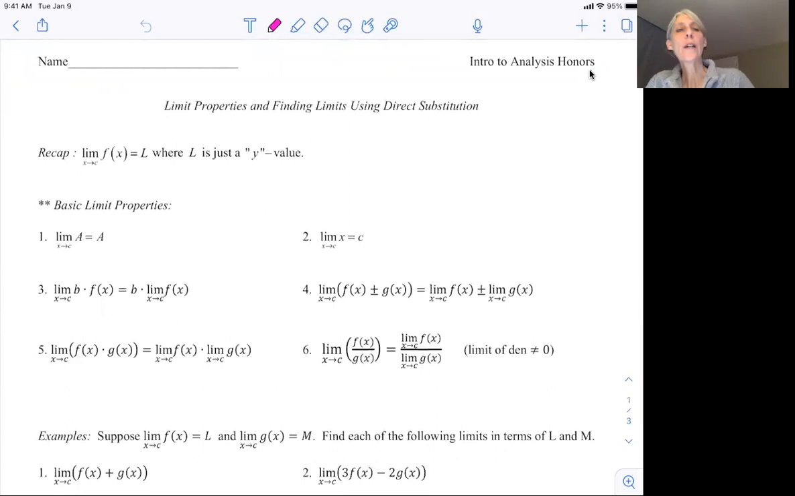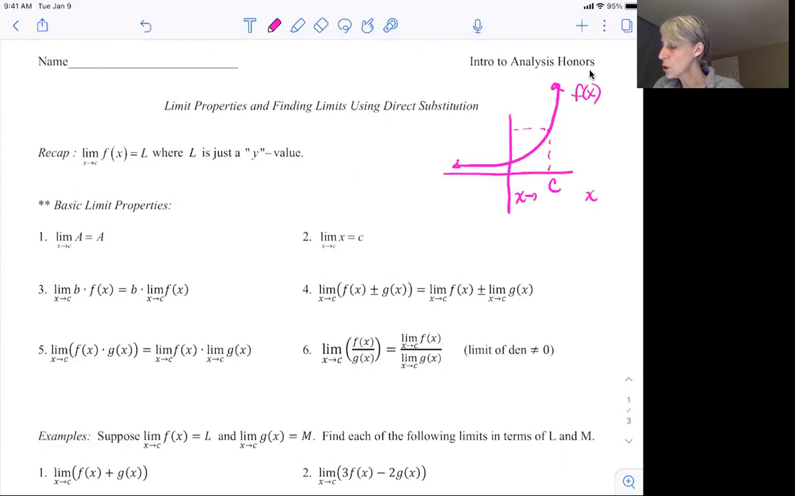So if you want to just kind of recap from yesterday, the notation for a limit. The limit as x approaches c of f of x equals L, where L is just a y value. Remember, and you're going to find that I put this little graph on every day. Basically, when we're talking about a limit, we're talking about a limit as x gets close to, but remains unequal to some value c. Our y values on our graph are getting close to some number L.